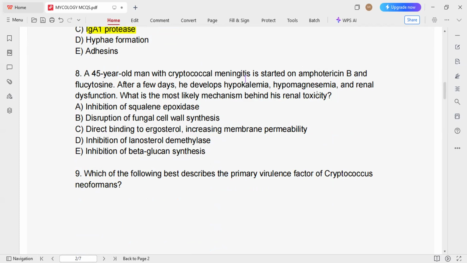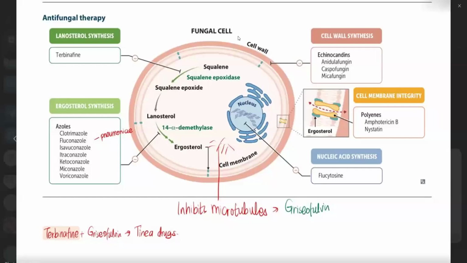Okay, so now let me show you guys. This is a very high-yield thing in terms of antifungal therapy. These are all the antifungal agents that are used in treating fungi. So this is a fungal cell wall. Let's start from the outside going in. We start with the cell wall.